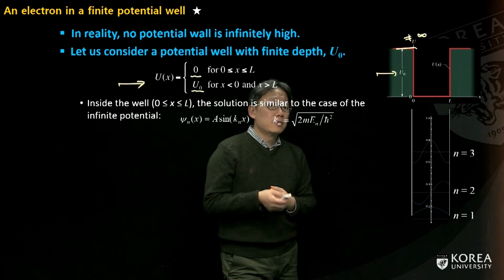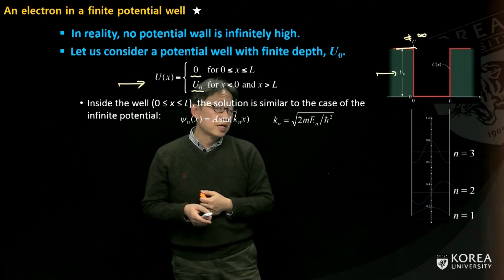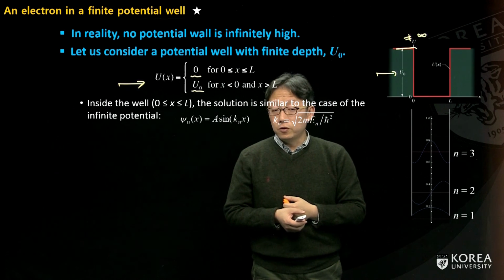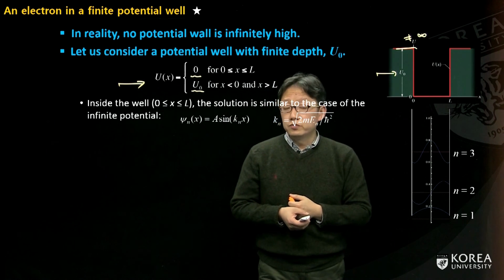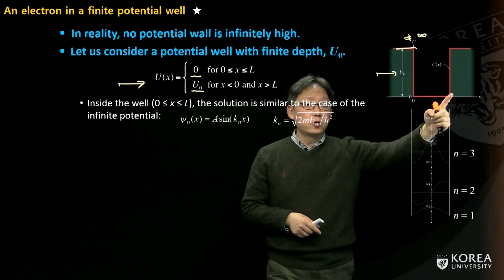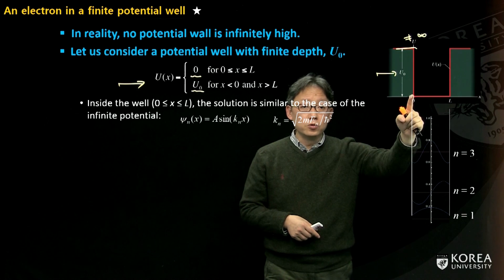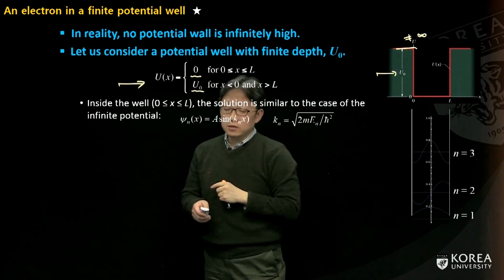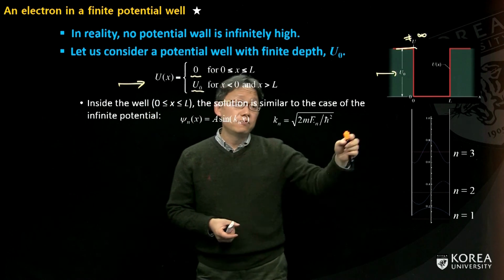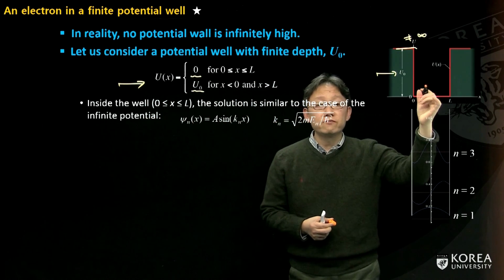But now the boundary condition has changed. In the case of the infinite potential well that we studied before, there was the confinement principle, and because of it we had 0 of the wave function here and also 0 here. That is not the case anymore. The potential well is not infinite, so the wave function doesn't have to be 0 here.